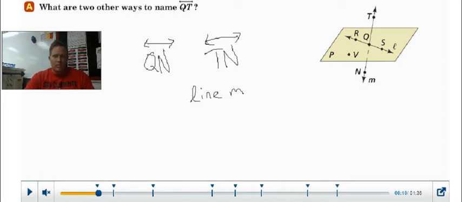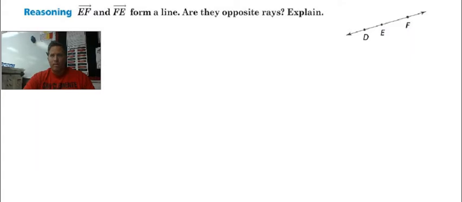This one right here, if we were labeling that line, see how the L is lowercase, we would say that would be line L. That'd be one way to label it without points. Alright, here we go. Next one. Write the question and the picture.